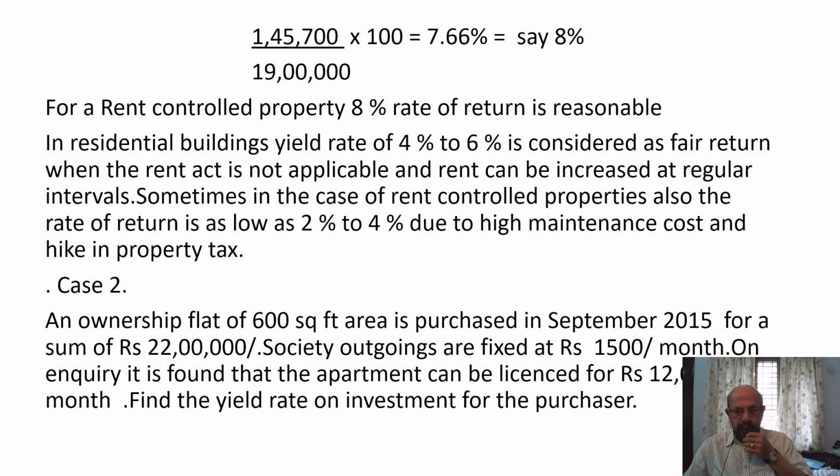Case 2. An ownership flat of 600 square foot area is purchased in September 2015 for a sum of rupees 22 lakhs. Society outgoings are fixed at rupees 1,500 per month. On inquiry, it is found that the apartment can be licensed for rupees 12,000 per month. Find the yield rate on the investment for the purchaser.